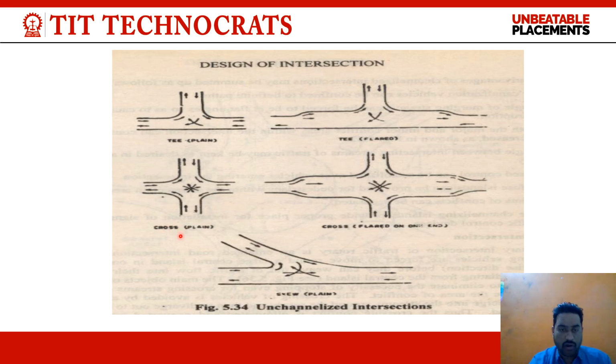This is a normal cross plain. This is the cross flared on one end. There is a one-end flared junction at the intersection. This is the skew, plain, unchannelized intersection. These are the different types of the unchannelized intersection.